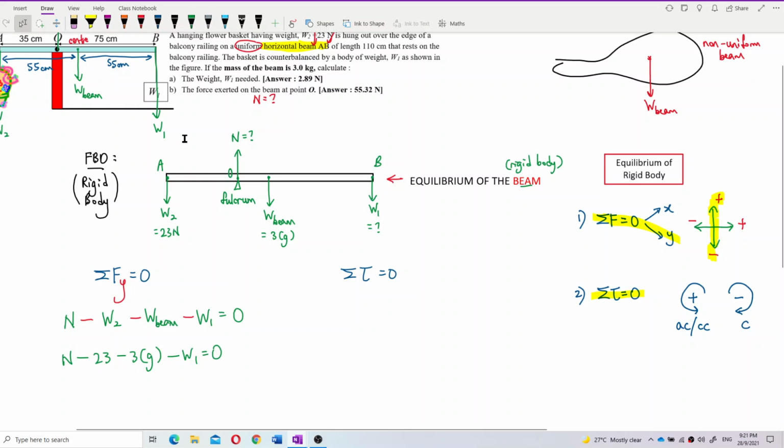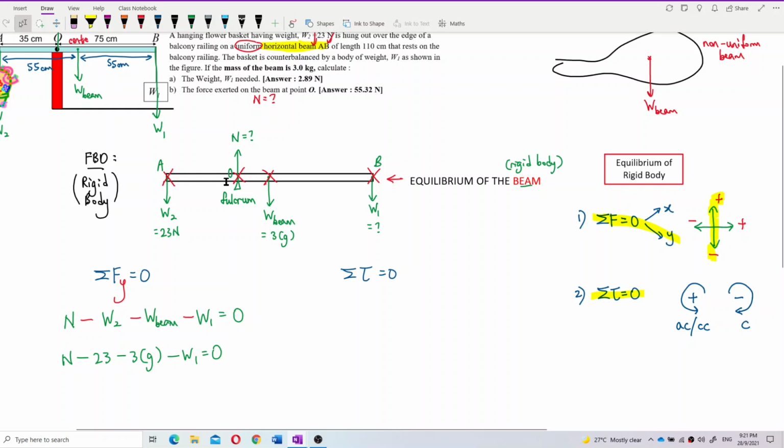Remember what I said before? Axis of rotation, you can choose any point. You want to choose point A as this axis of rotation, also can. You want to put axis of rotation over here, also can. Here, also can. So anywhere also you can put axis of rotation. But we must choose the position wisely. Normally we choose the position with unknown force.